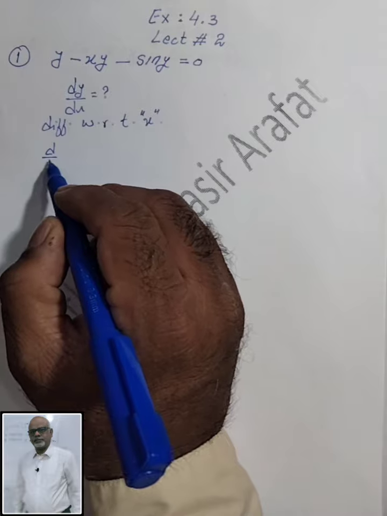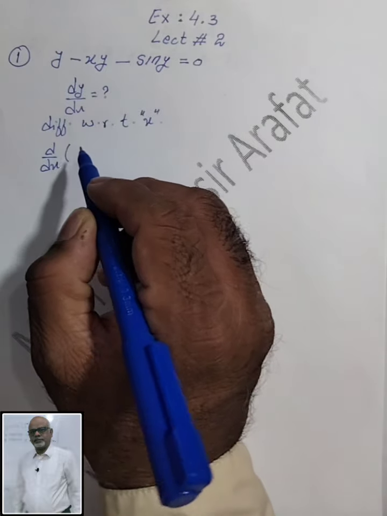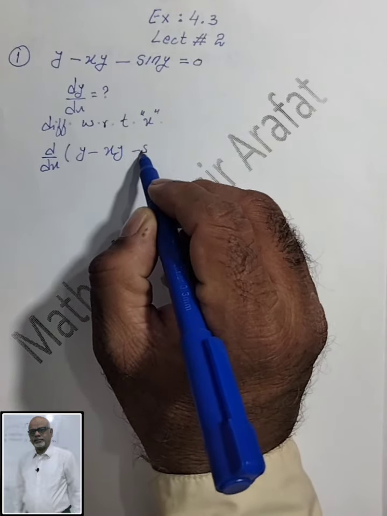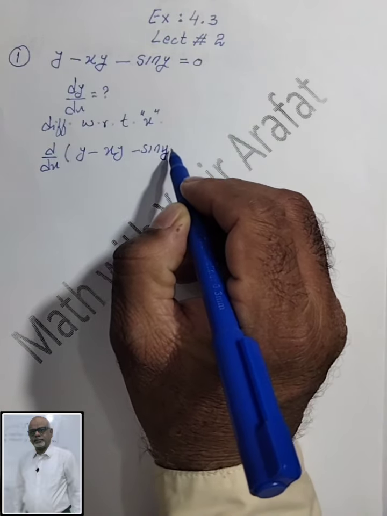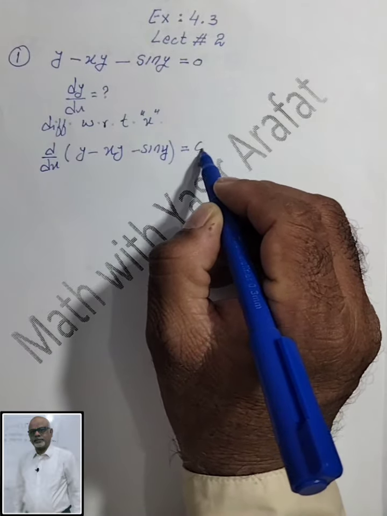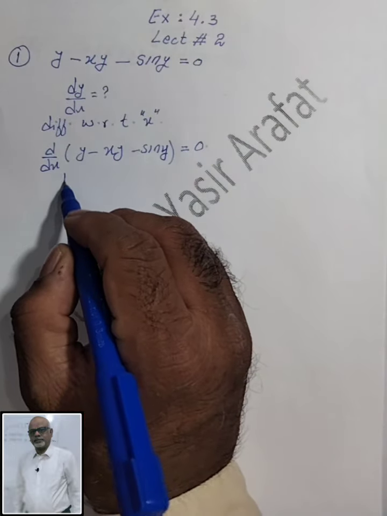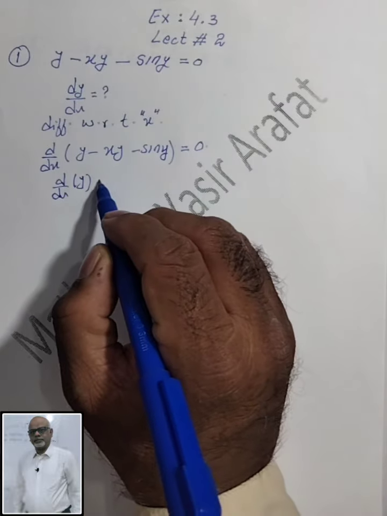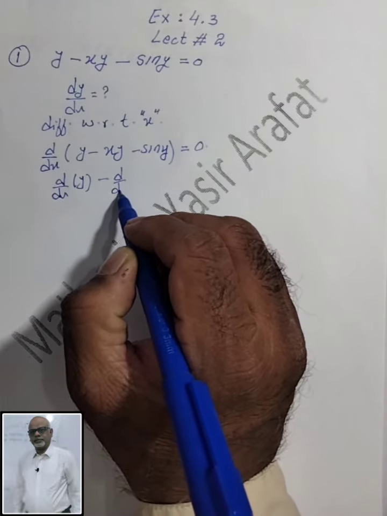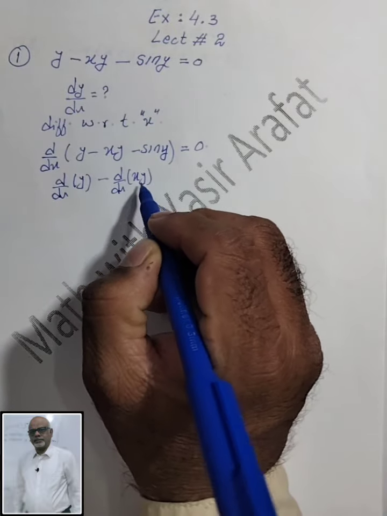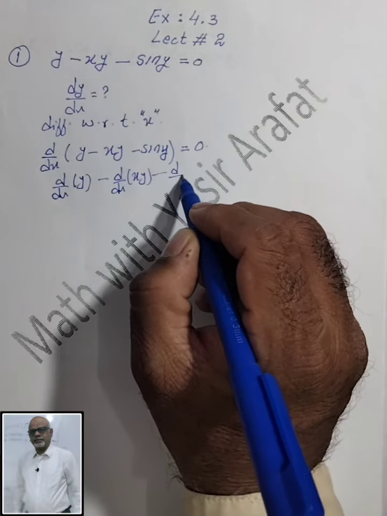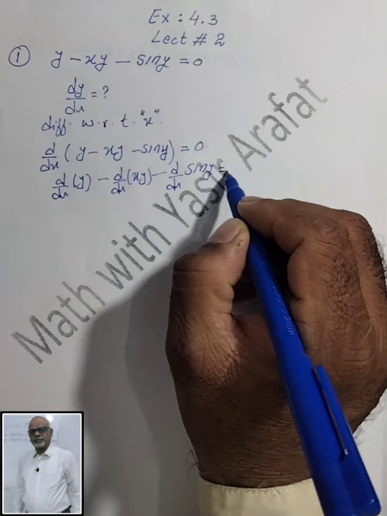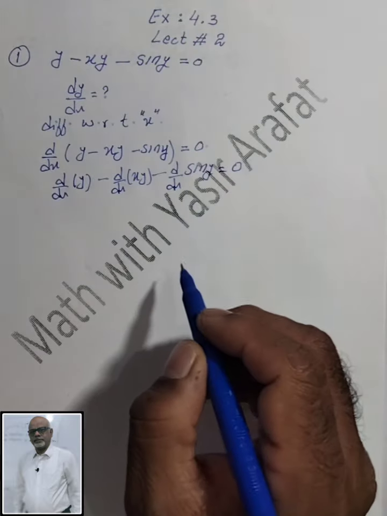So we just have to apply the operator here, y minus xy minus sine y, it is equal to 0. So this is d over dx of y minus d over dx of xy minus d over dx of sine y equal to 0. The derivative of 0 is 0.